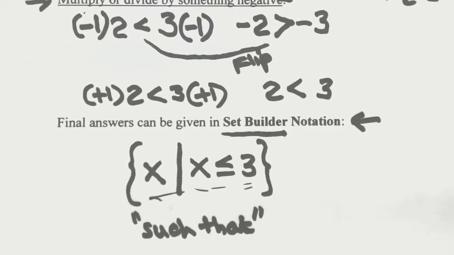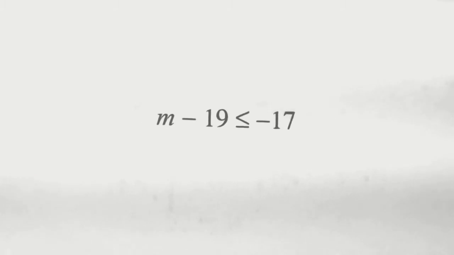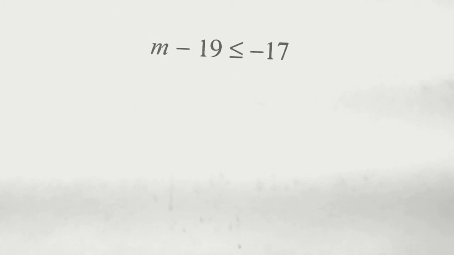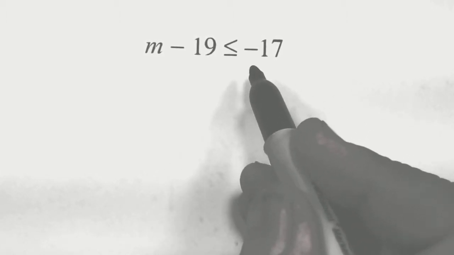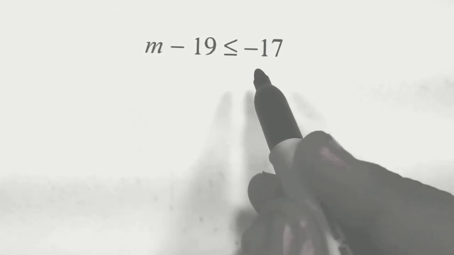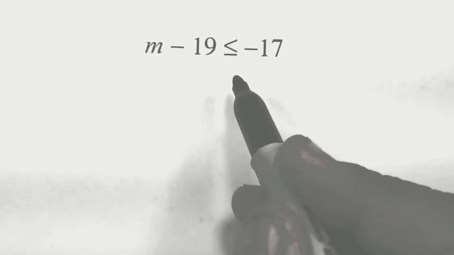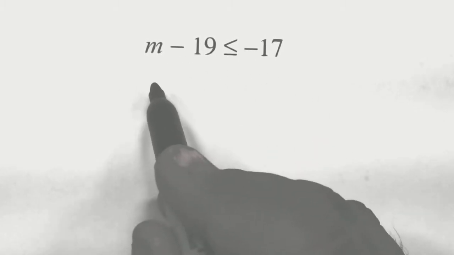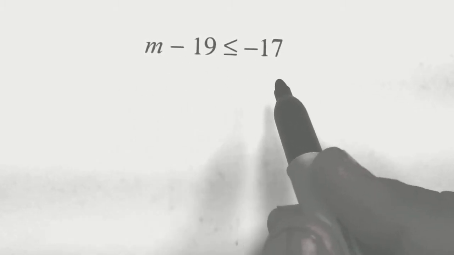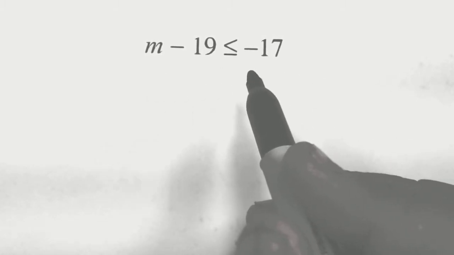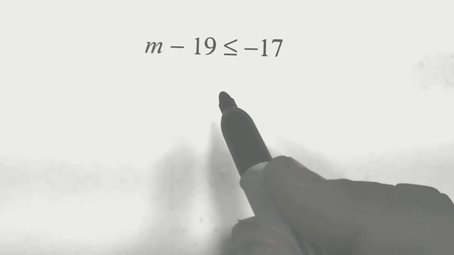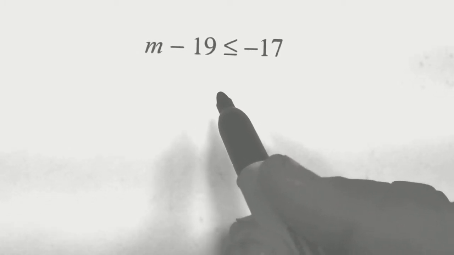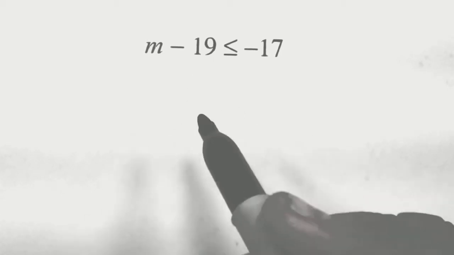Let's start looking at some of these now. Okay, here's the first example we want to take a look at. m minus 19 is less than or equal to negative 17. Now, once again, we use all of the standard methods of solving equations. The only thing we have to watch out for is if we ever interchange the sides completely, or if we multiply or divide through by something that is negative. That's when we flip the inequality. In all other cases, when we're moving things, or if we multiply or divide by something positive, the inequality does not change.